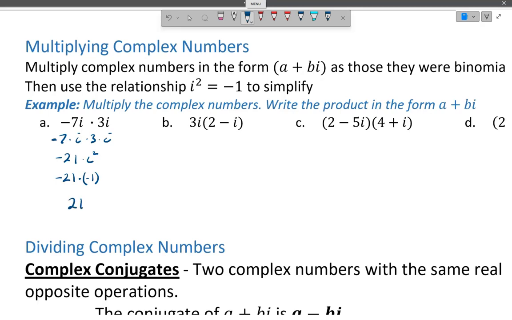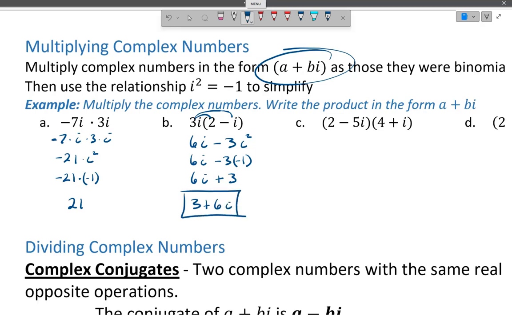If we have more than one term, we use our distributive property. So 3i times 2 and 3i times negative i. Minus 3i squared. And what's 3i squared equal? That's going to end up being a positive 1, right? Because we've got negative 3 times negative 1. So it becomes 6i plus 3. Now we need it in the form a plus bi. So let's rewrite it. 3 plus 6i.